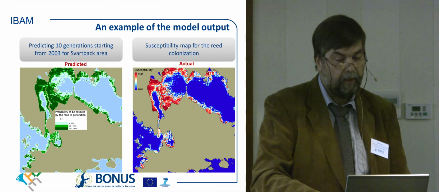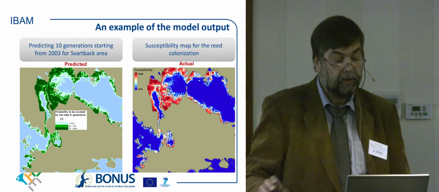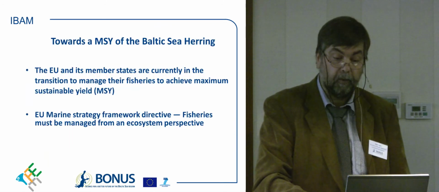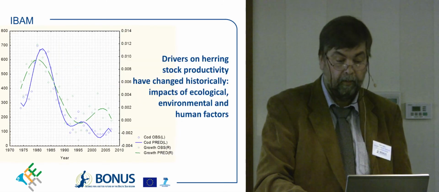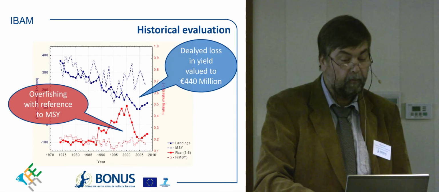For the herring, we estimated that the total loss of value to society is 440 million in the history. This is what would have been obtained in a case that optimal policy would have been followed.